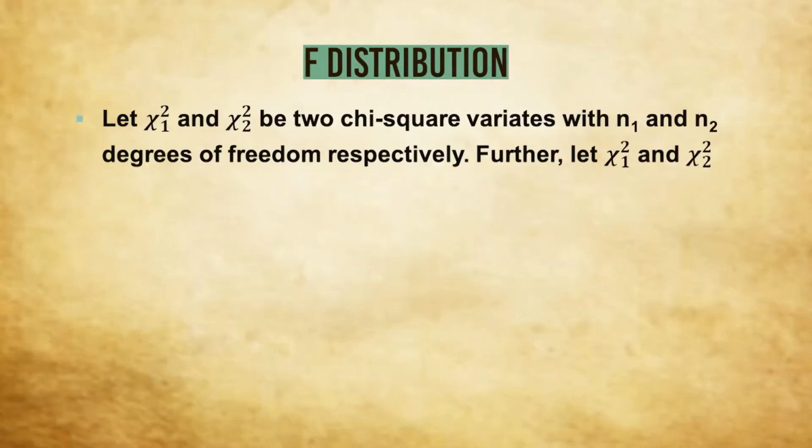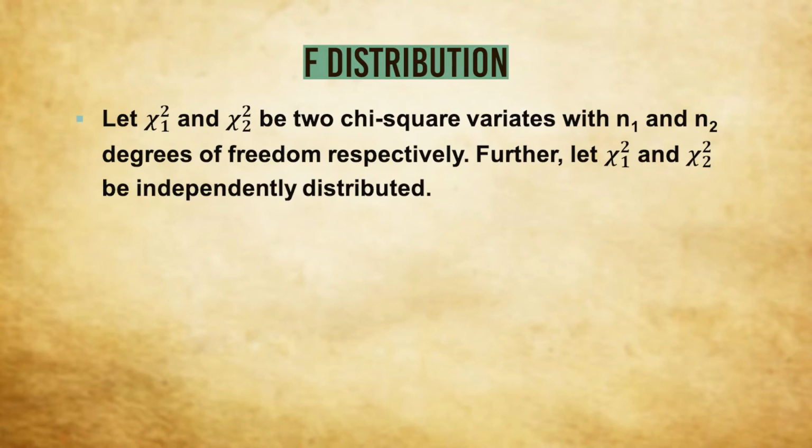So you can see there are several applications of T distribution, and it is really a very important distribution in case of statistical inference or in particular testing of hypothesis. Now we shall come to F distribution. Suppose we have two chi-square variate, chi1 square and chi2 square. Chi1 square is a chi-square variate with n1 degrees of freedom, let us say, and chi2 square is also a chi-square variate with n2 degrees of freedom. We shall further assume that chi1 square and chi2 square are independently distributed.